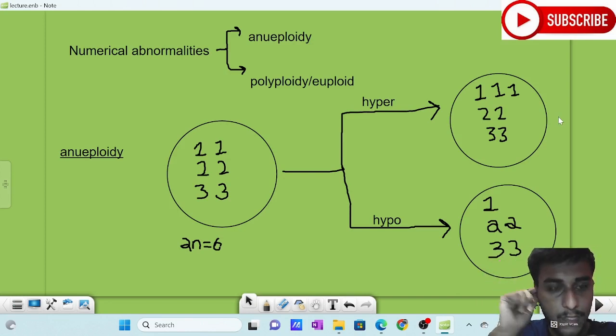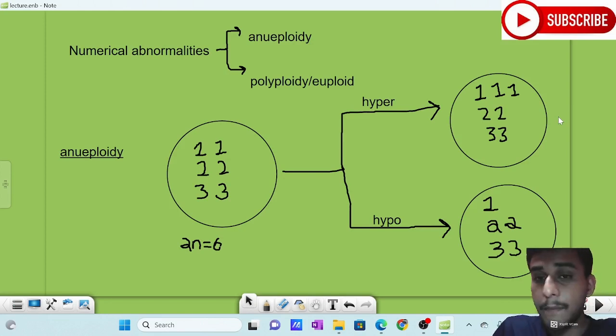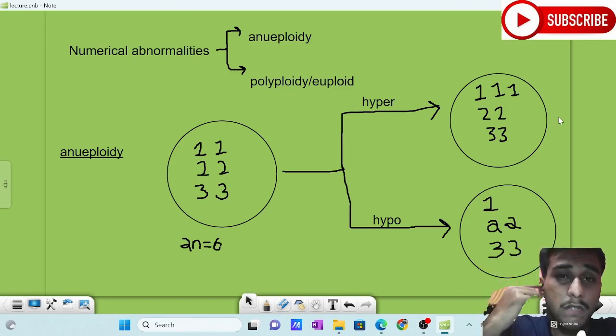Okay. So further, hyperaneuploidy means the increment in the chromosomal number. Some of the examples of the hyperaneuploidy are trisomy, double trisomy, and tetrasomy. You can write it down. We will discuss it right now. And in case of hypoaneuploidy, there is a decrement, a deletion, where one chromosome is missing, one homologous chromosome is missing. This is known as hypoaneuploidy.